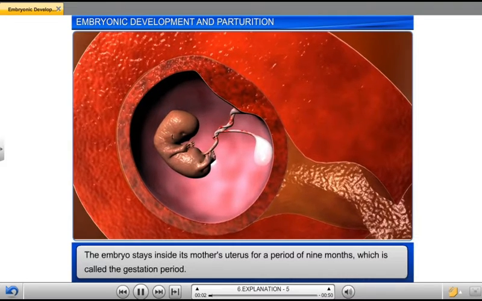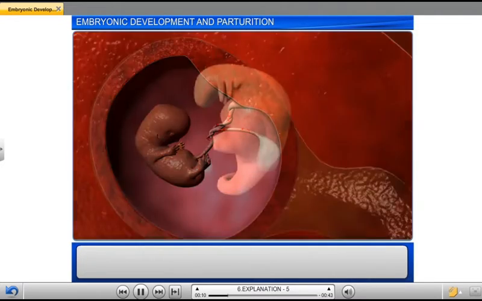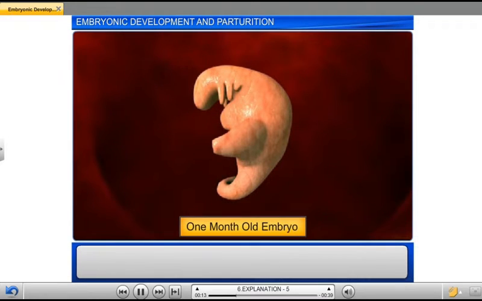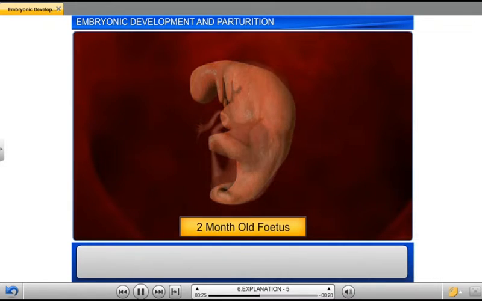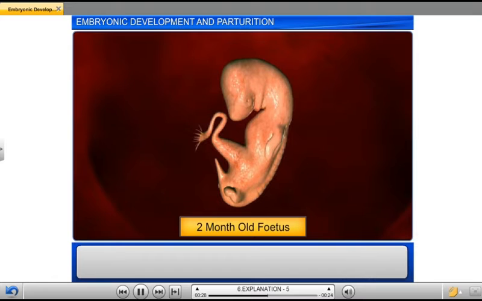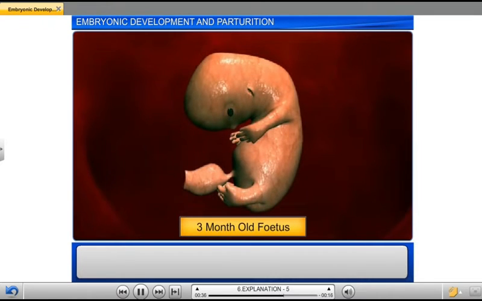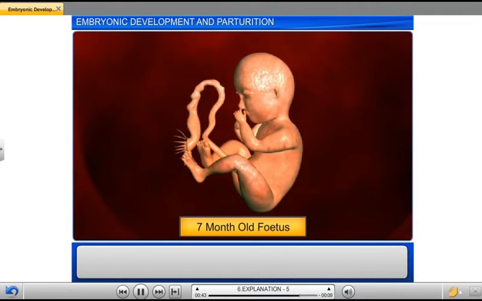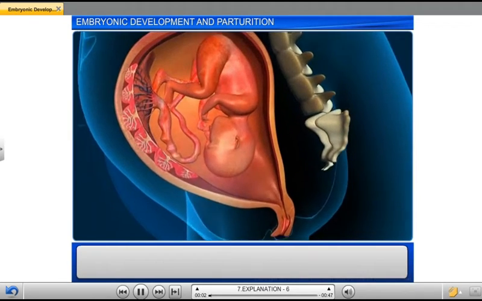The embryo stays inside the uterus for 9 months, which is called the gestation period. During this period, the embryo undergoes several developments. By the end of the 1st month, the embryo develops a heart, while the end of the 2nd month marks the transition of an embryo to a fetus with developing fetal limbs and digits. And by the end of the 3rd month, most of the organs are already formed. Another 4 months and the fetus is rapidly gaining weight and its bones get stronger. By the beginning of the 9th month, the fetus is fully developed and assumes the position it will take during delivery.